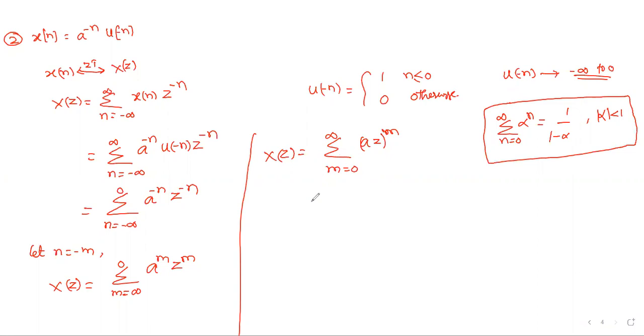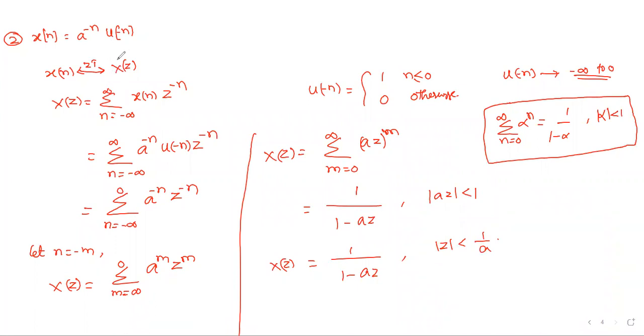So from here, I will write this as 1 by 1 minus, what is the alpha here? Az. So mod Az should be less than 1. I want z, so if you send that a to that side, your x of z will be 1 by 1 minus Az, with mod z less than 1 by a.